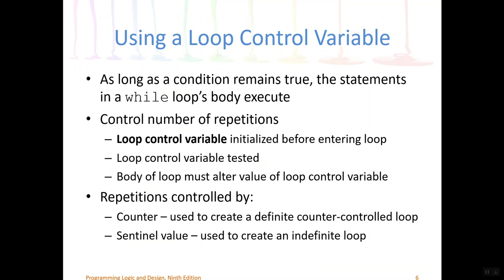So we're going to find that it is important that the loop control variable be set to a specific value before the loop starts, so that we can keep track of how many times the loop iterates. We're also going to test the loop control variable. This is a test such as while x is greater than 3, just for example. And then the last requirement is the body of the loop must alter that loop control variable.